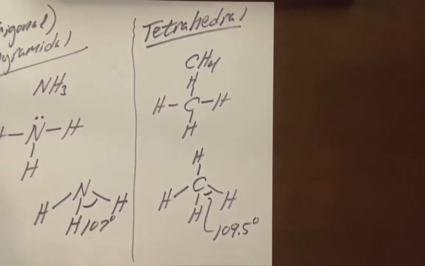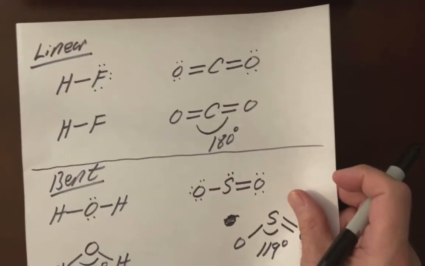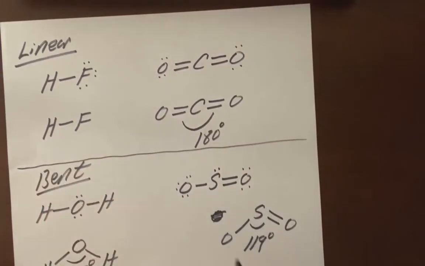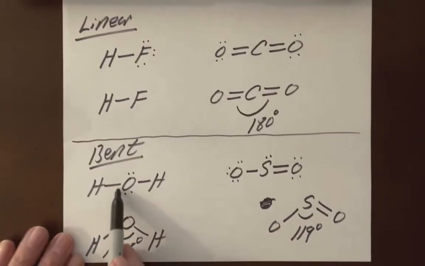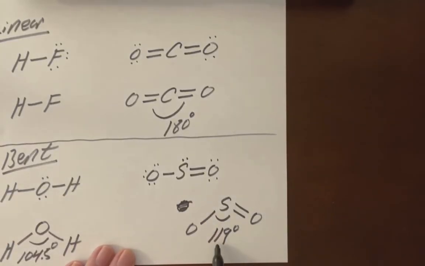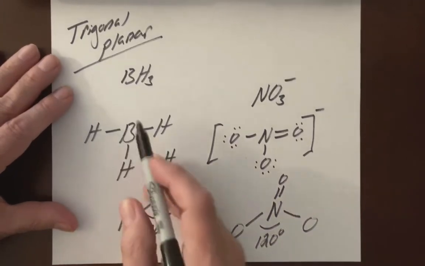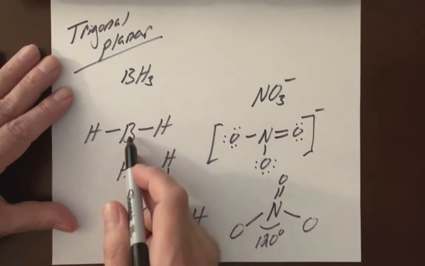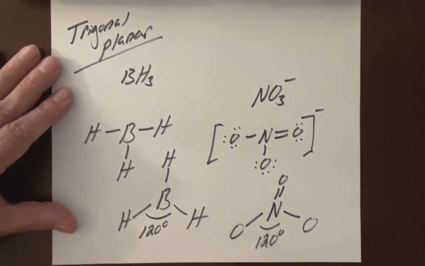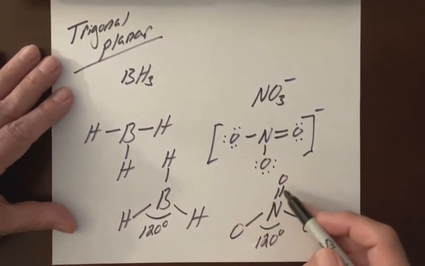All right, so the takeaway here is that if you're asked to draw a linear shape, this is how you would draw it. Replace the atoms. If it was bent with just single bonds, 104.5 degrees. If you had 1 double bond, it would be 119 degrees. Trigonal planar. There'll be no lone pairs on the central atom, and they'll be equally spaced 120 degrees away from each other. It doesn't matter that there's a double bond.